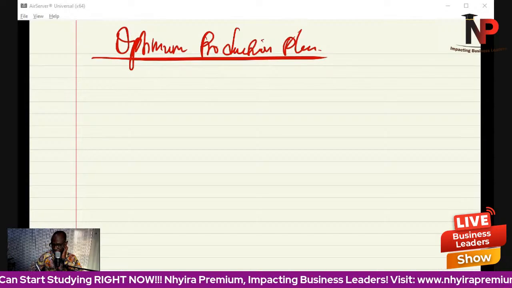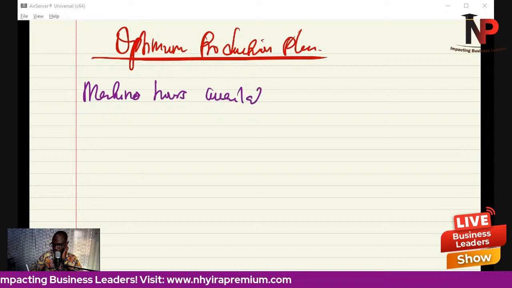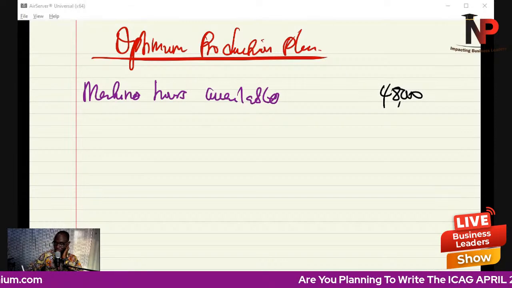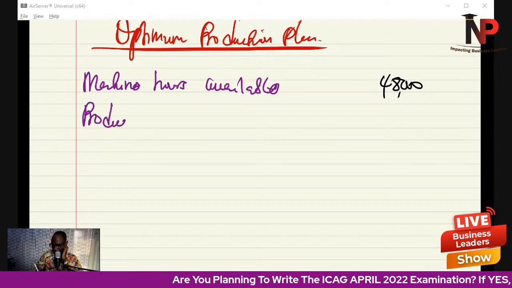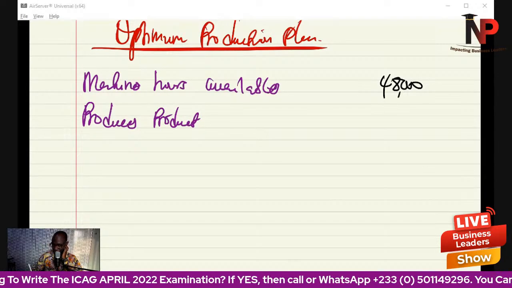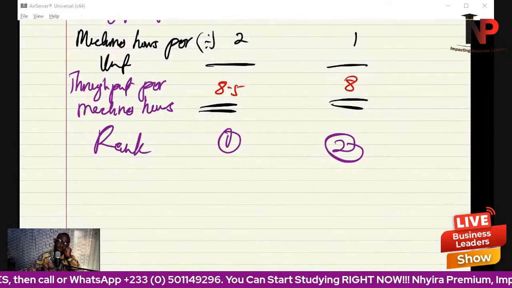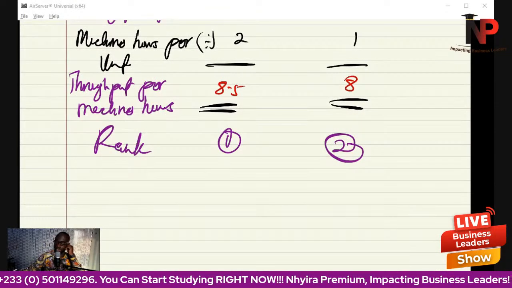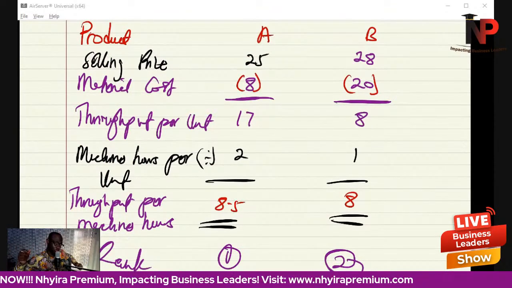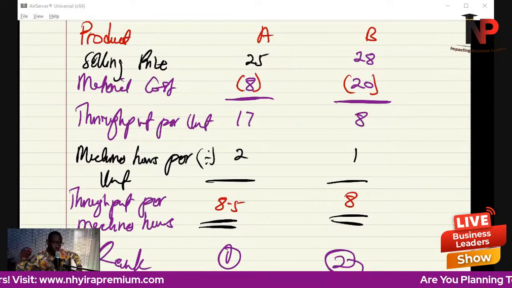By bringing in the machine hours available. So the machine hours available is still 48,000. But this time around, we will produce A because A has the highest returns or throughput per limiting factor. Now the question is, why are we making first the one with the highest throughput per limiting factor? In throughput accounting, our objective is to maximize throughput.